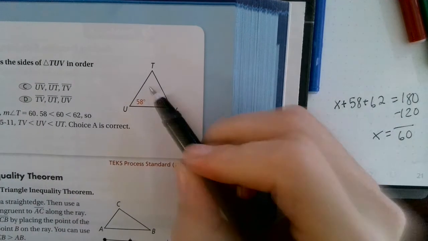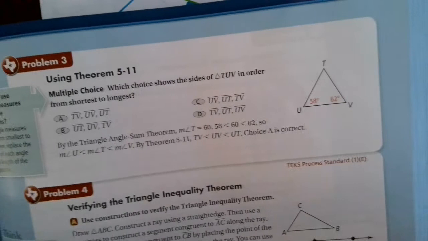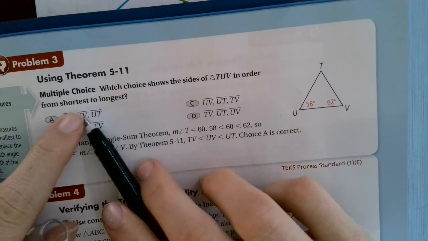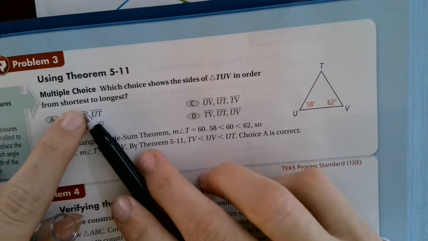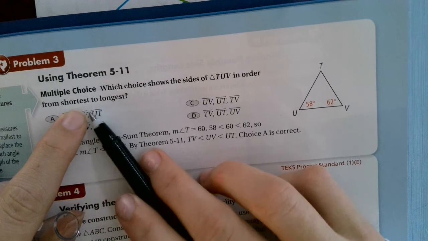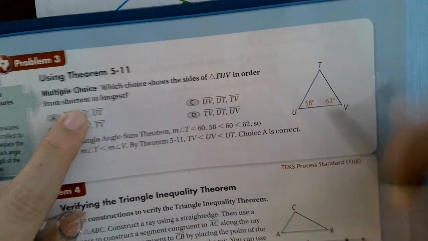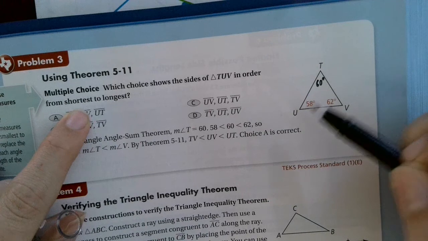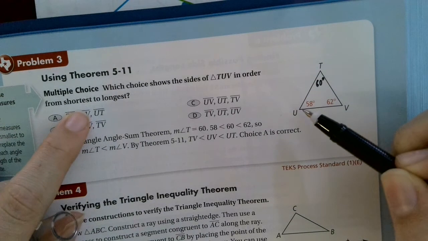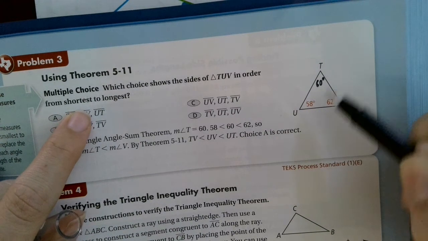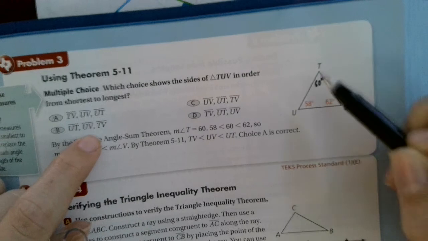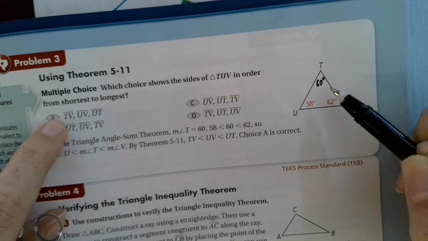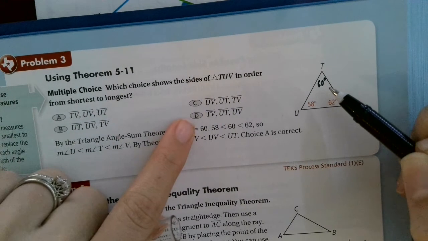So if this angle is 60, and I'm wanting to list from shortest to longest, okay? So the shortest side is going to be opposite the smallest angle. Well, I have 58, 60, and 62. So 58 is my smallest angle. So the side opposite of that, TV, is going to be my shortest side. So now I've narrowed it down between A and D.